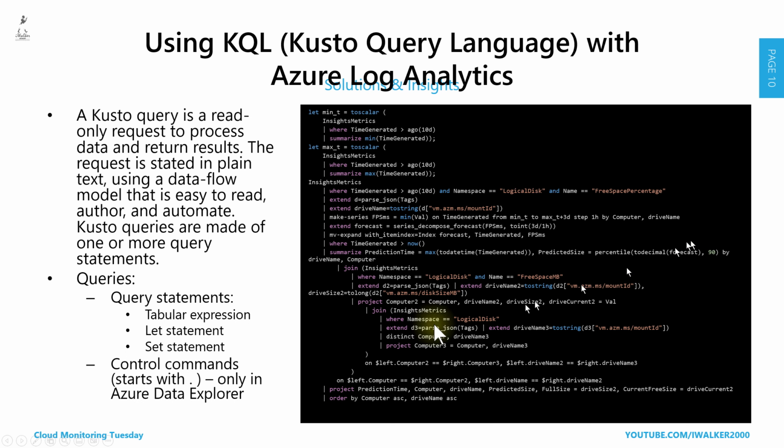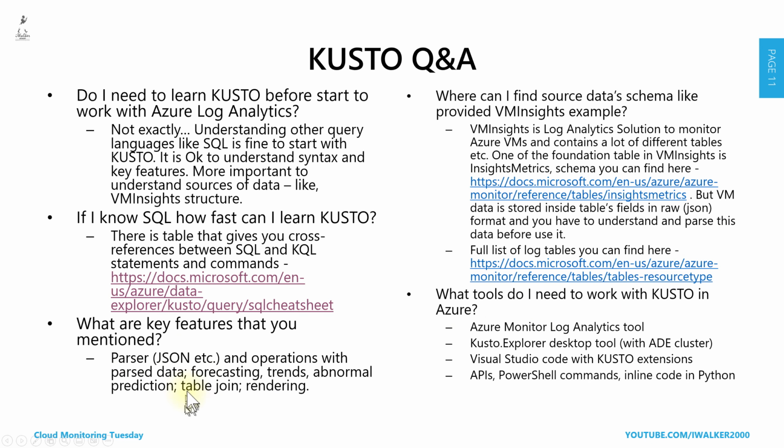And again, parser for the JSON, etc. And how you can operate with this, because for example, when you parse one JSON and inside another JSON, you need to convert it and send it again and again. So there are a lot of options like forecasting trends, abnormal predictions.